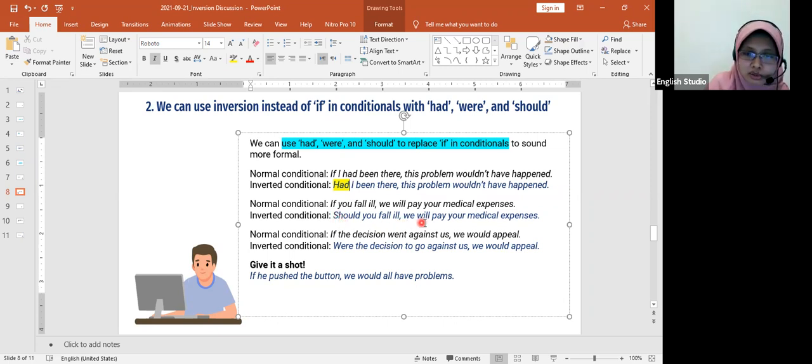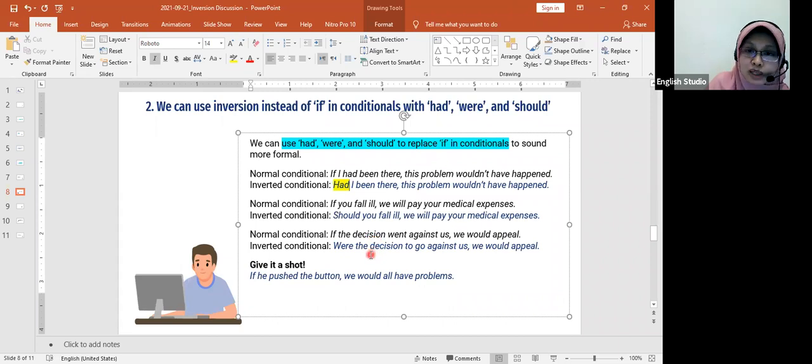Should you fall ill, we will pay your medical expenses. And then you can also use were, ya. Mungkin some of you might ask me, why do we use were instead of was? Because the decision is a singular noun, right, Miss? Gitu. Karena ini tipe kedua conditional, ya guys, ya. Tipe kedua conditional itu kalau diubah kan kayak harus pakai were instead of was.